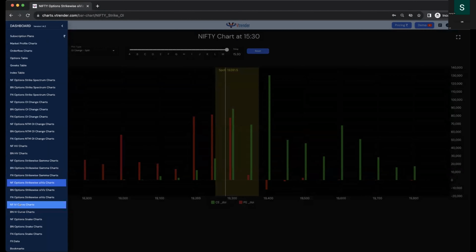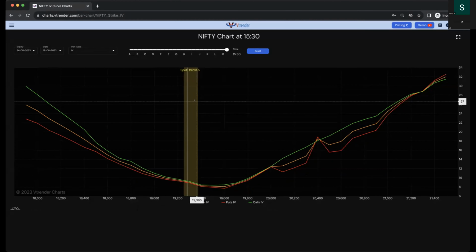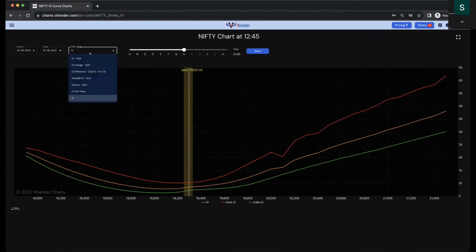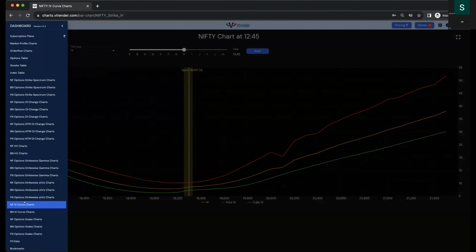We have IV curve charts also. For a specific expiry, we can see how the IV smile is. Again, this sometimes gives you some hints on how the inventory is positioned. So at different times of day, you can see whether it's the put side whose IVs are higher, or the call side IVs are higher. So you can check this out too.